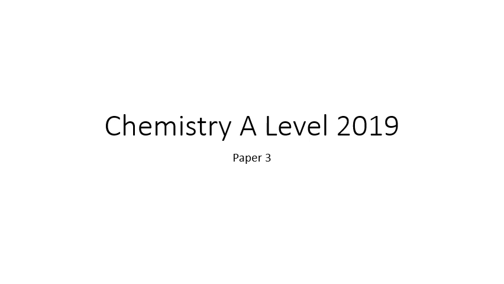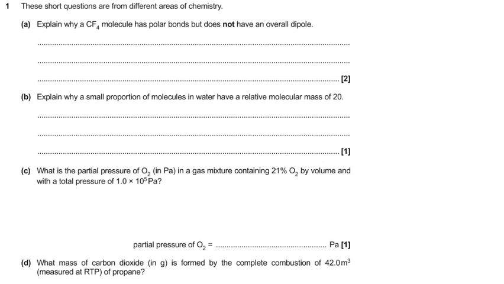Hi, okay, we have some worked examples here for 2019 paper 3. So first of all, let's have a look at question 1, and in part A we're explaining why a tetrafluoromethane molecule has polar bonds but not an overall dipole. Okay, so this question is all about shapes. All right, so that's the sort of link to your memory that you want to form.